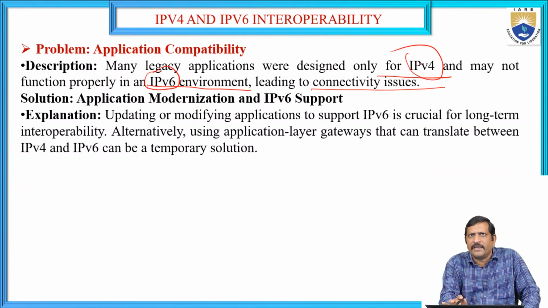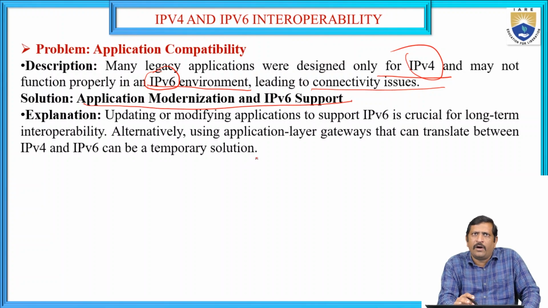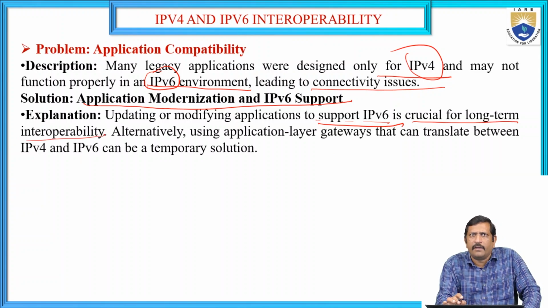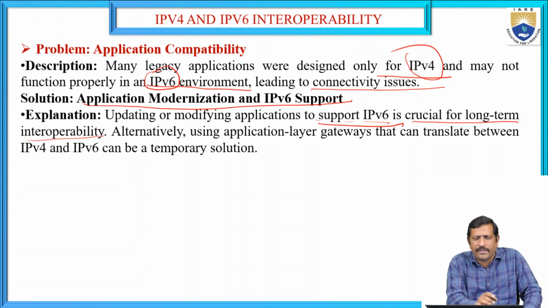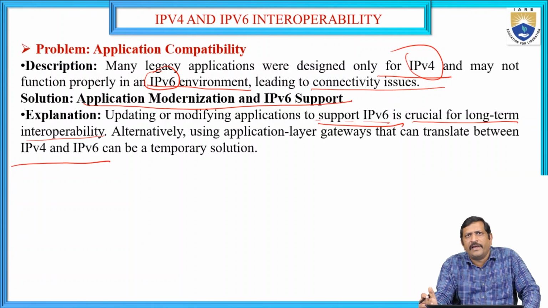For that, application modernization and IPv6 support can be done here. Application modernization, explanation: updating or modifying the applications to support IPv6. To support IPv6 is very crucial for long-term interoperability. Also, we can use an application layer gateway that can translate between IPv4 and IPv6. These IP application layer gateways are a temporary solution for that.